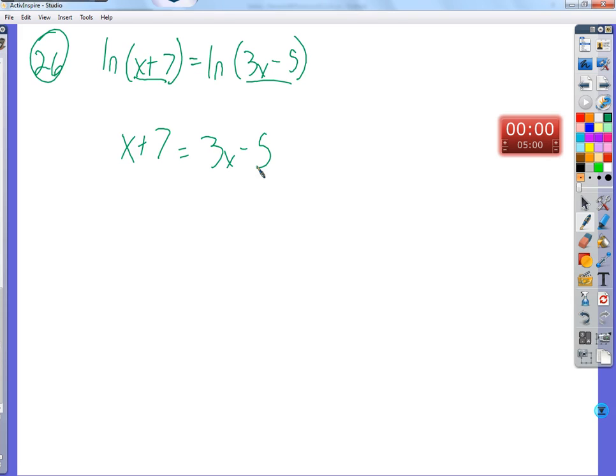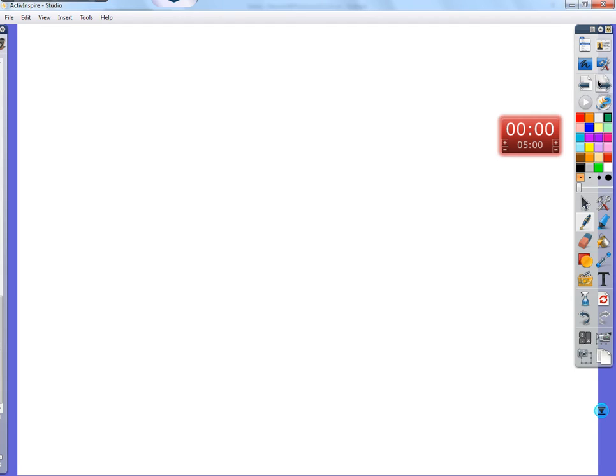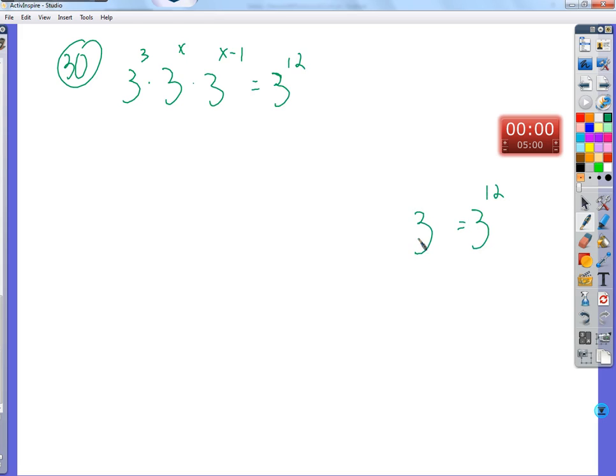If you have two things in the same function, in the natural log, and they're equal to each other, then those things must be equal to each other. Same thing like 5 squared equals x squared. Well, if I square 5 and I get the same thing as squaring x, then x must be 5. Kind of a natural conclusion. Same as like 30. 3 to the third times 3 to the x times 3 to the x minus 1 equals 3 to the 12th. Well, right now, it looks kind of like a mess, but if it was like 3 to the 12th equals 3 to the something, then that something would have to be 12.